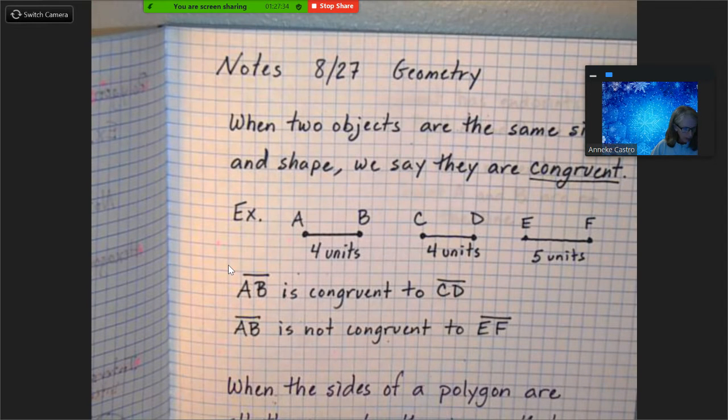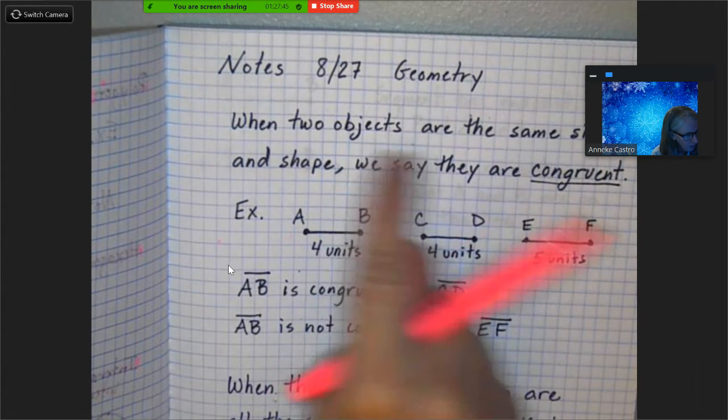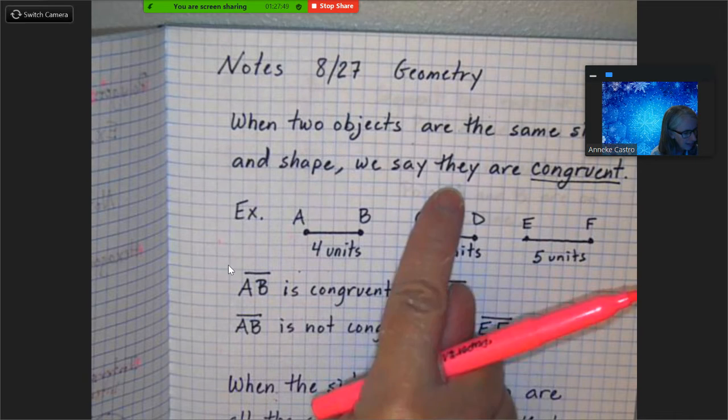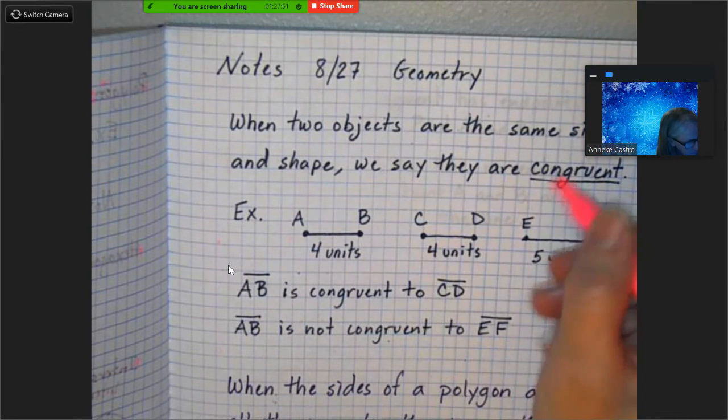So we're looking at some important vocabulary again. The word that we're looking at first is the word congruent. When two objects are the same size and shape, we say they are congruent.